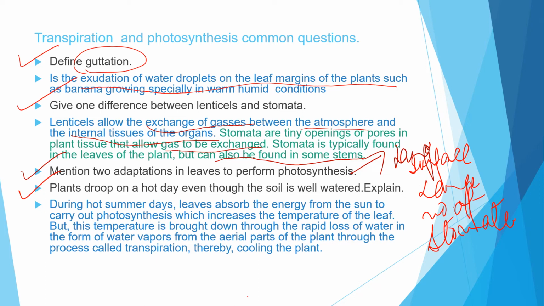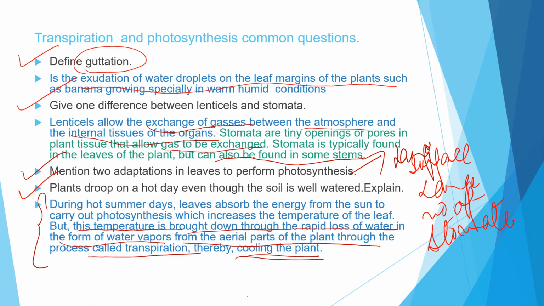Now generally during hot summer days, leaves absorb the energy from the sun to carry out photosynthesis. We all know that. So leaves are absorbing the energy from the sun to carry out photosynthesis, which increases the temperature of the leaf also. Now this temperature of the leaf is brought down through the rapid loss of water in the form of water vapors from the aerial parts of the plant through the process of transpiration. So thereby it is causing a cooling effect in the plants, and for that reason, as transpiration is happening through the leaves or the aerial parts of the plants, though they are well watered, they'll droop down in a hot day. So this is written with the basic points.